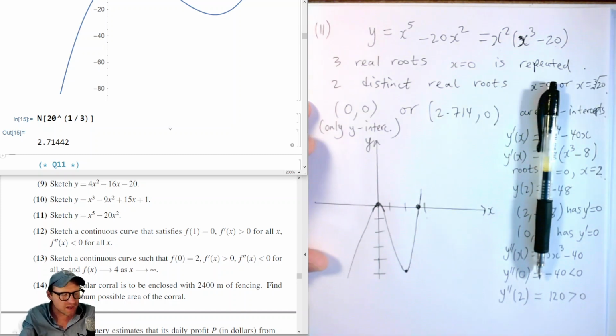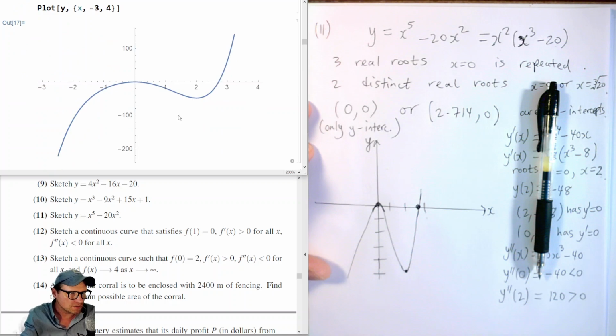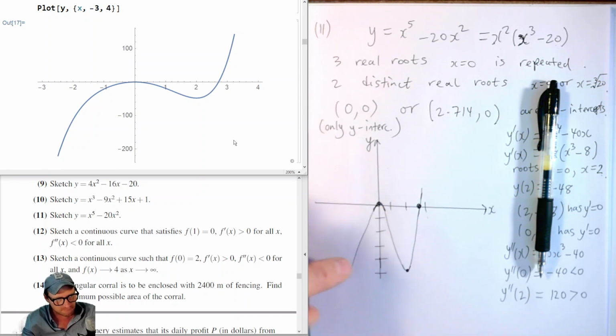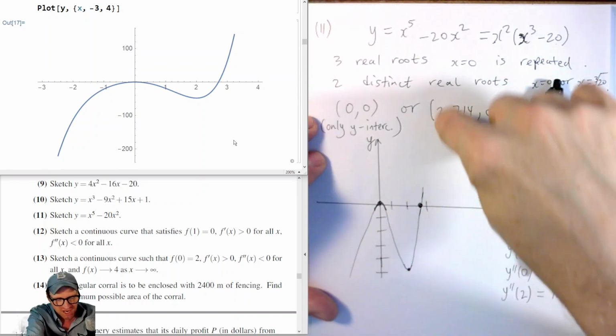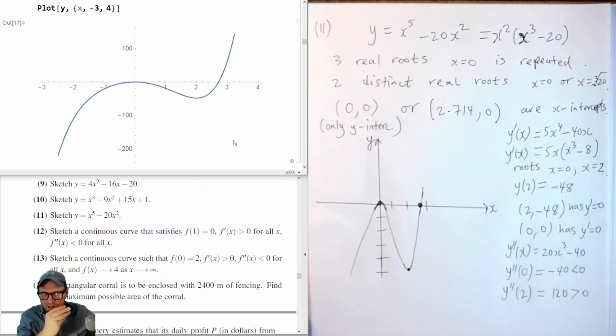All right, let's get Mathematica to sketch this as well. Yes, and it looks a lot like a cubic, and so, you know, it's a bit flatter here, right? More change on this side. All right, let's move on to question 12.